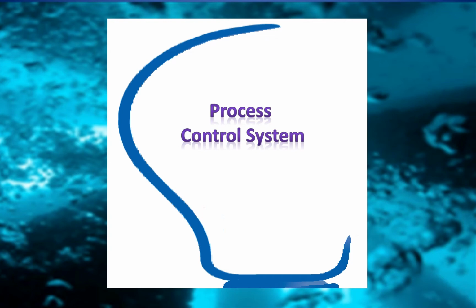Process control system. How does the process control system work to control the process parameters with a narrow range of the desired operating point? Let us move on to find out by understanding what is process control system, who developed them, and how it works.